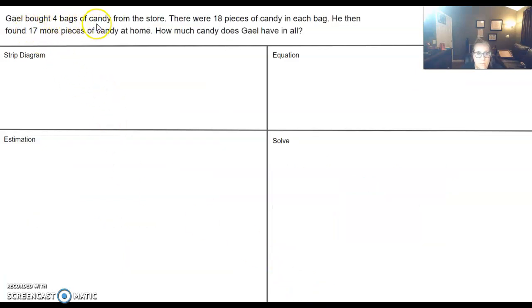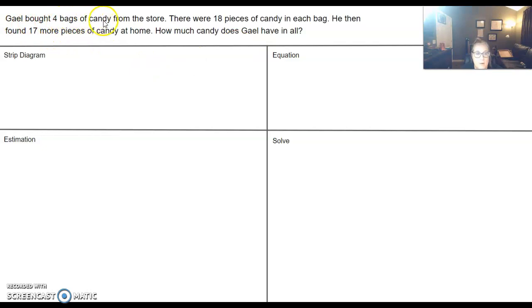Gael bought 4 bags of candy from the store. There were 18 pieces of candy in each bag. He then found 17 more pieces of candy at home. How much candy does Gael have in all? That was the first time. Now let's read it a second time.